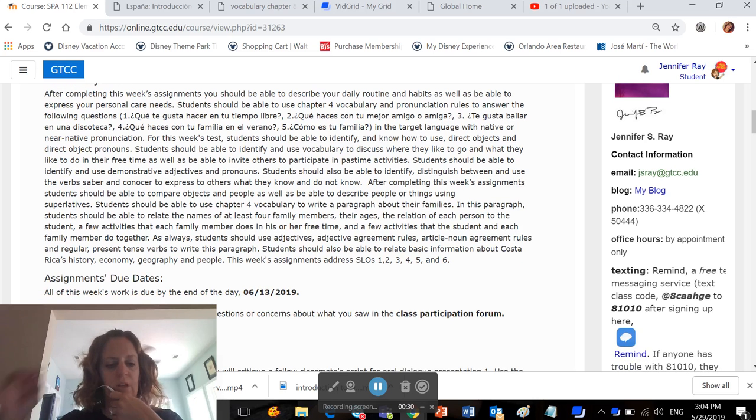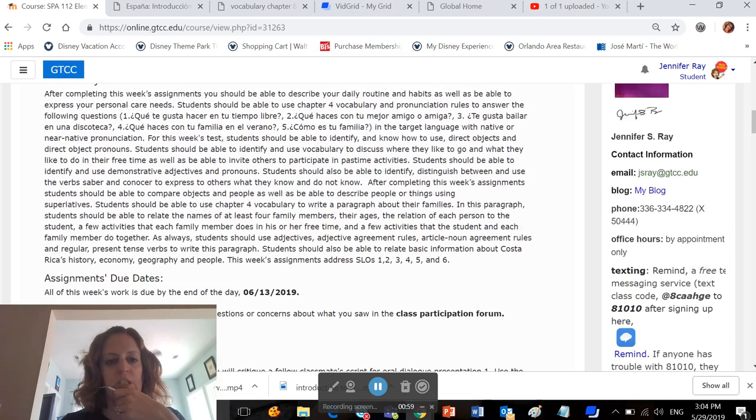67, 84, and 87. After completing this week's assignments, you should be able to describe your daily routine and habits as well as be able to express your personal care needs. You should also be able to use Chapter 4 vocabulary and pronunciation rules to answer the following questions. ¿Qué te gusta hacer en tu tiempo libre? ¿Qué haces con tu mejor amigo o amiga? ¿Te gusta bailar en una discoteca? ¿Qué haces con tu familia en el verano? ¿Cómo es tu familia? In the target language with native or near native pronunciation.